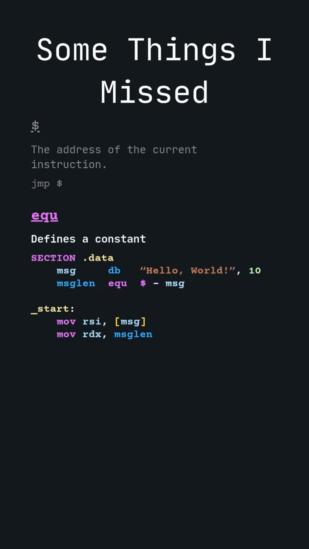This instruction lets you define constants. This lets you create a constant that contains the length of a string by subtracting the address of the previous string from the address of the current instruction. Note that while you normally use values defined in the data section by accessing its value in memory, constants are not stored in memory, so you just use their label.